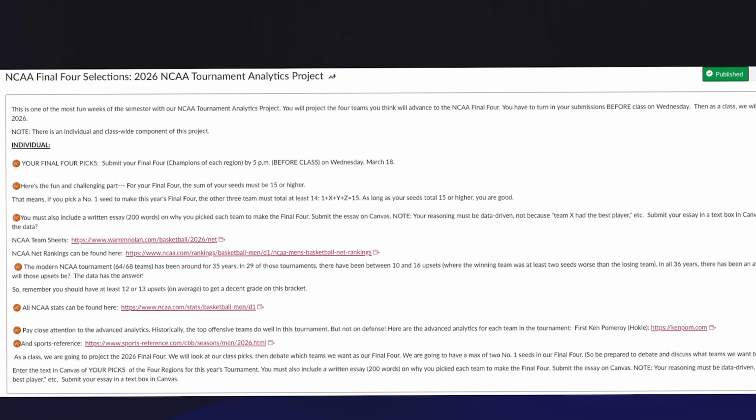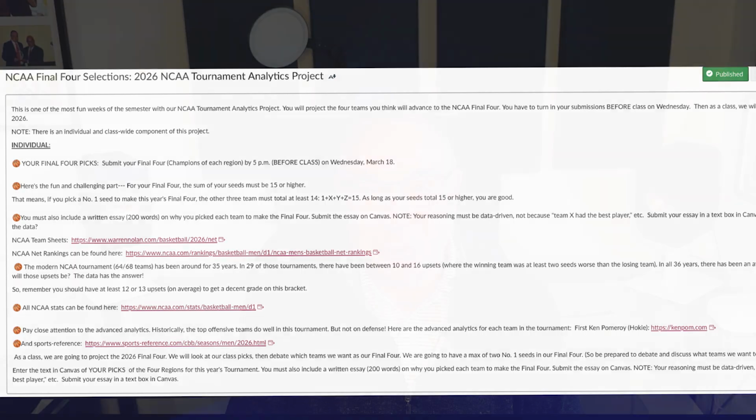I need 200 words on why you picked each team to make the Final Four. You can submit the essay in Canvas, and your reasoning has to be data-based. It can't be, well, I'm picking Duke because Boozer's the best player in the country. That's not going to work. You need to give me some data. You need to provide the analytics.